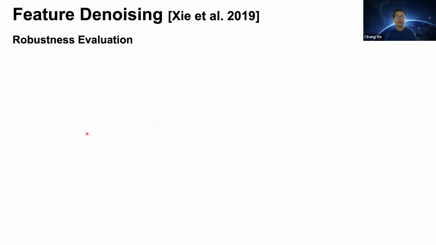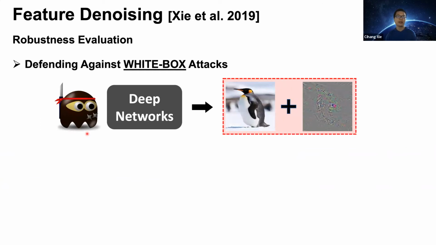And for the robustness evaluation, we consider two very standard situations. The first is defending against a white box attack. That means the attacker can access the network and use the gradient information of the network to directly manipulate the pixel space, the inputs. So this is generally considered a very harsh way, or the worst case scenario, to evaluate a model.